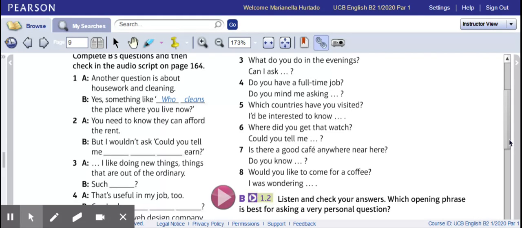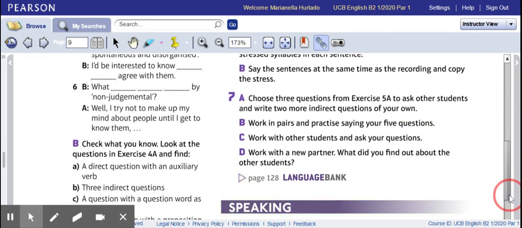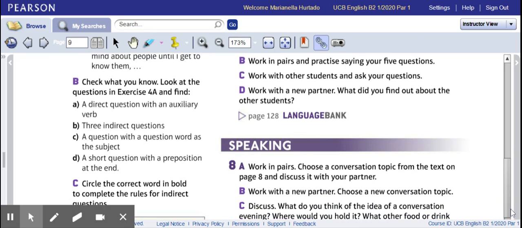Okay, take a look at number 2. You need to know they can afford the rent. But you wouldn't ask, could you tell me? And you would have to fill in the blanks. Now, let's continue to letter B.